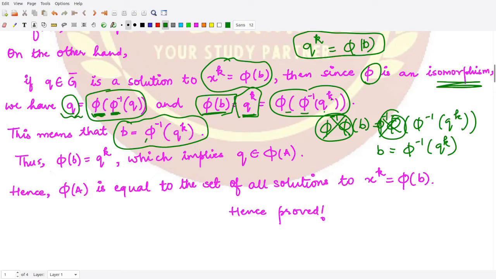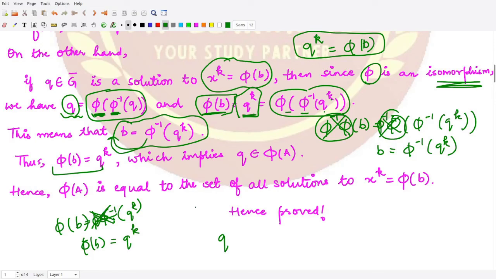We have b is equal to phi inverse of q to the power k, so we may multiply on both sides by phi. So you see, we have phi of b here, and the effect of phi and phi inverse would cancel each other and become the identity operator. So phi of b is equal to q to the power k here. What does it imply? It implies that this q is a solution of this equation, and it is written as phi of some element b. So that means this q would belong to this set phi of A, the image set of all the solutions for the previous equation.